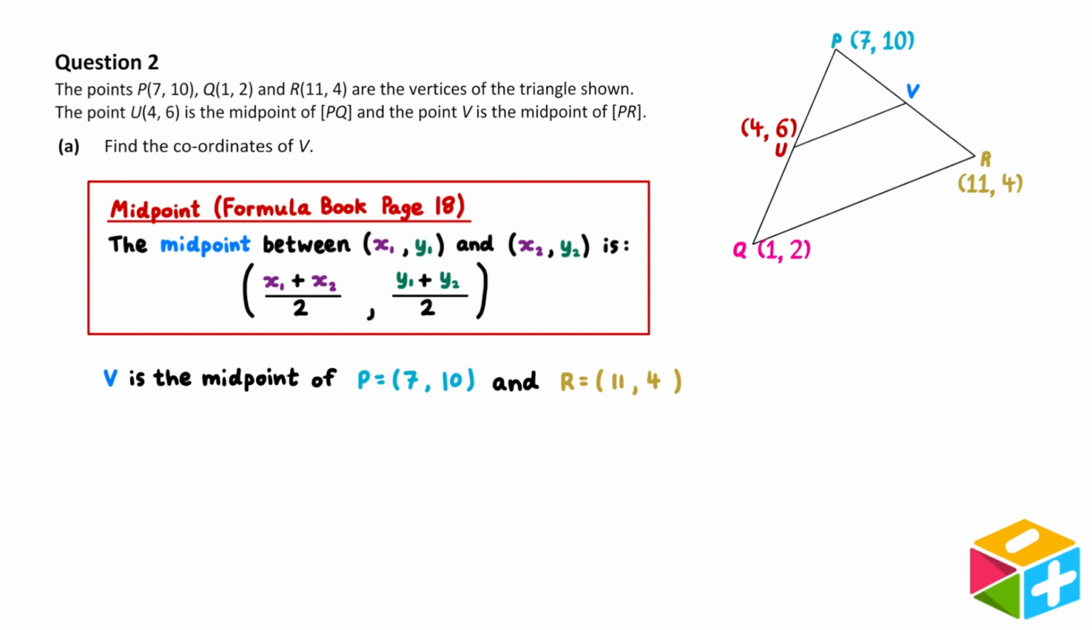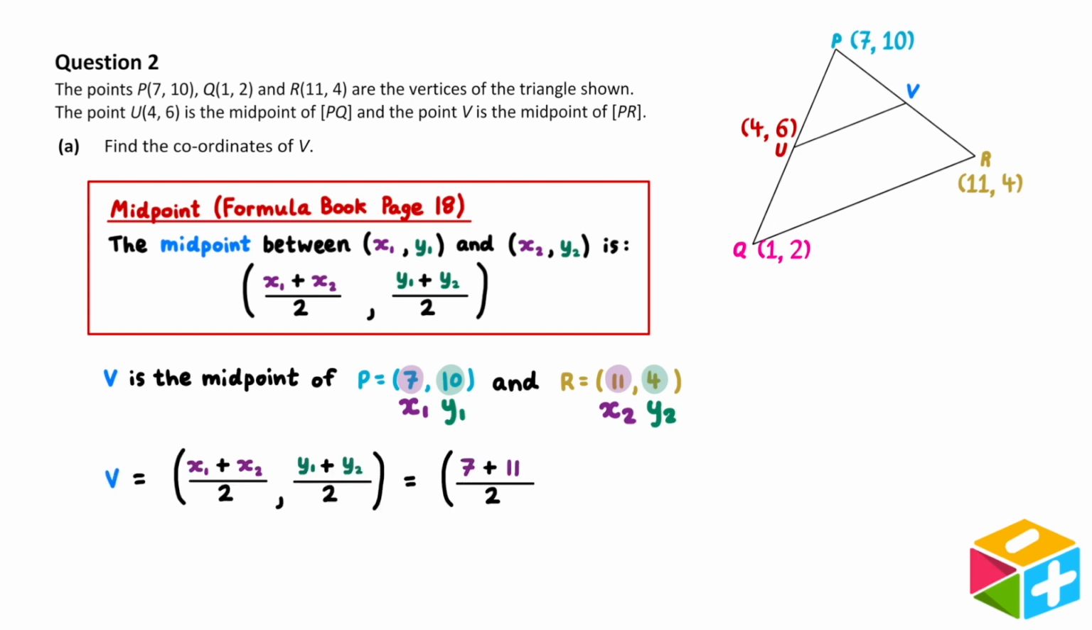P is equal to 7, 10, and R is equal to 11, 4. To use our formula, we'll label our first point x1, y1. Here, x1 is 7 and y1 is 10. We'll label our second point with x2, y2. So we've x2 equal to 11 and y2 equal to 4. From here, we just need to sub into our formula.